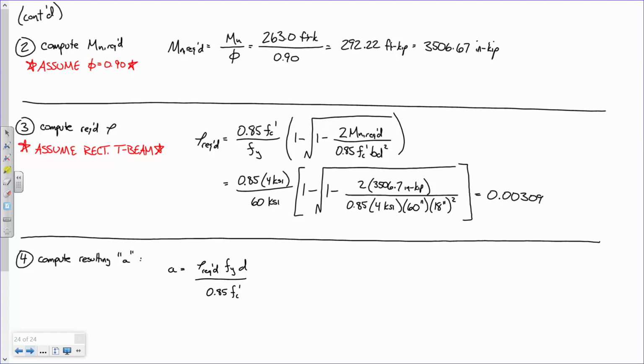Okay, so let's be clear what we're doing. This, what was it, 0.00309? That's how much reinforcement we need to meet this load demand. Now what we're going to do is say, if we used that much reinforcement, what would A be? Let's see what happens. So this is 0.00309, 60 KSI times, and what's D again? 18? And then 0.85, 4 KSI.